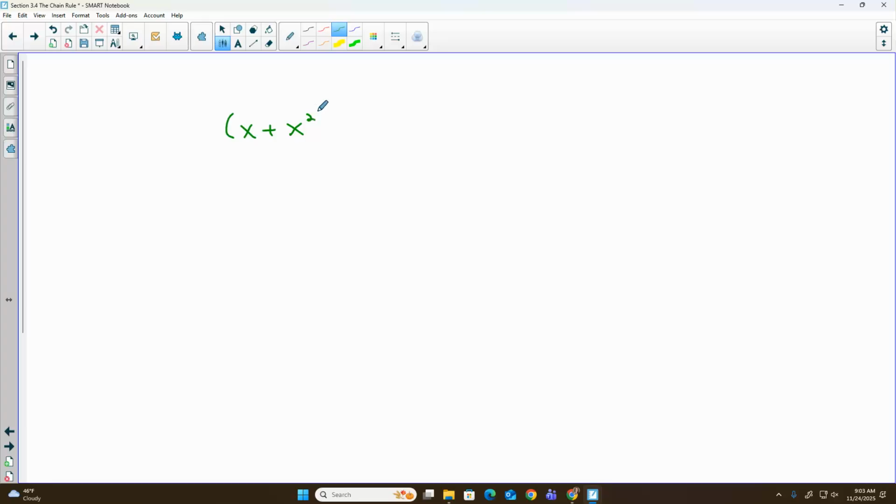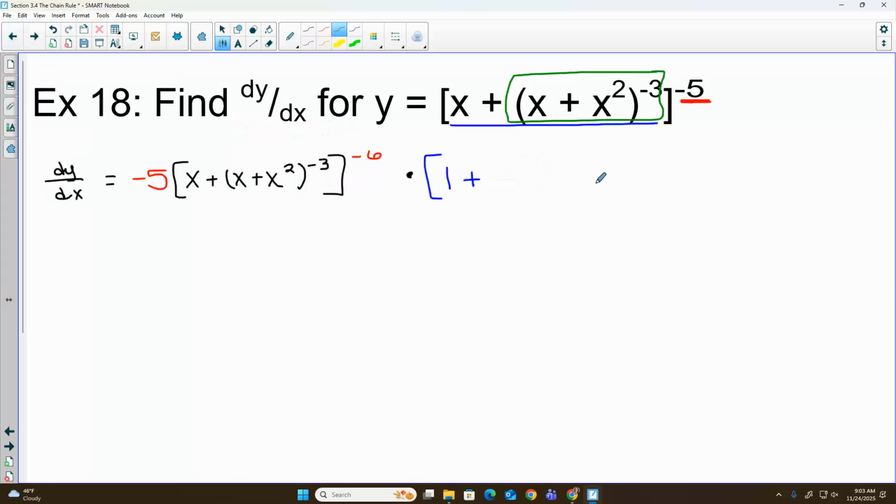Let's pull this away from everything else. If I told you to do the derivative of that, what would you do? Chain rule. -3, inside stays the same. Subtract 1 from the power times derivative of the inside is 2x. So that's what we're doing. We have to do the chain rule within the chain rule. So the exponent comes down, inside stays the same. Subtract 1 from the power, so it's now to the -4 times derivative of the inside. So derivative of x plus x squared would be 1 plus 2.